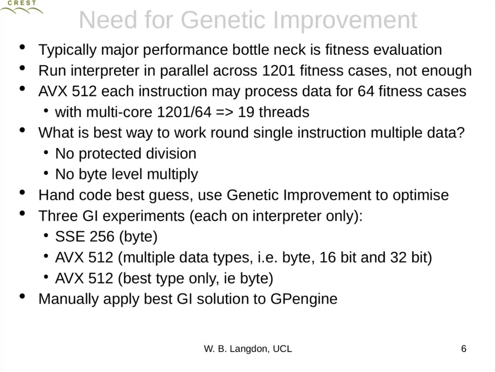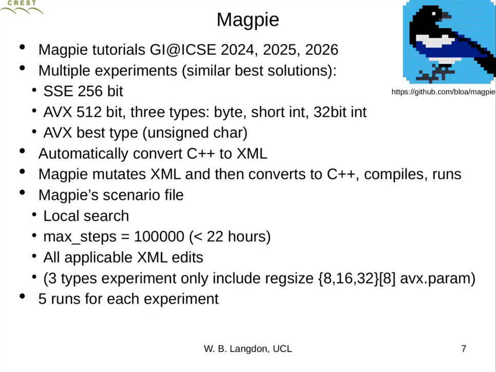Again, skip past this. Magpie itself, there's going to be a tutorial later at this workshop. There are other tutorials which are online. Essentially, the way Magpie works is we automatically convert the C++ code into XML. Magpie mutates the XML and then automatically converts it back to C++.